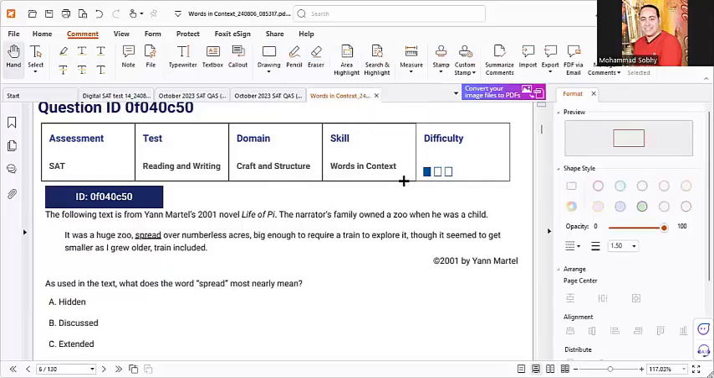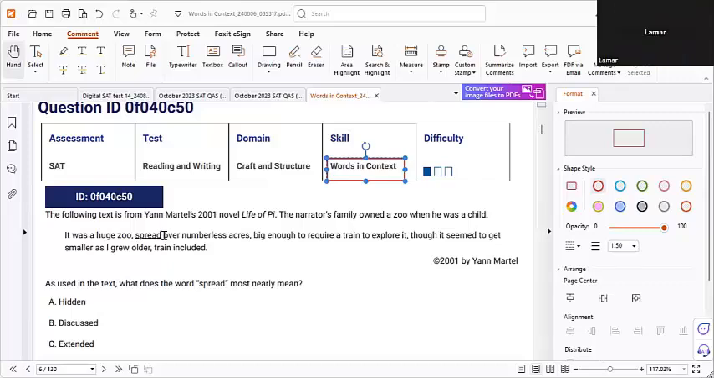So here, word in context. Okay, Lamar, can you go with this question, please? Yes, sir. The following text is from Yann Martel's 2001 novel Life of Pi. The narrator's family owned a zoo when he was a child. It was a huge zoo spread over numberless acres, big enough to require a train to explore it. Though it seemed to get smaller as I grew older, the train included. As used in the text, what does the word spread most clearly mean?